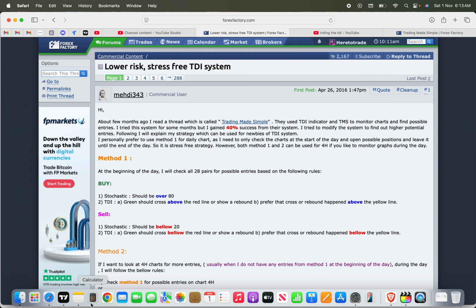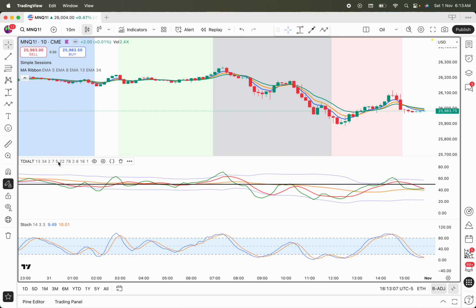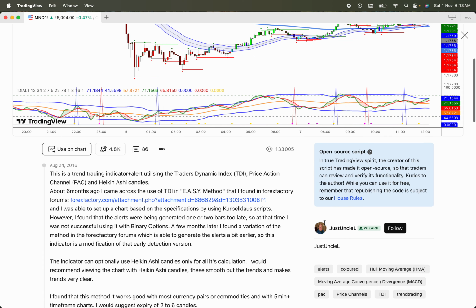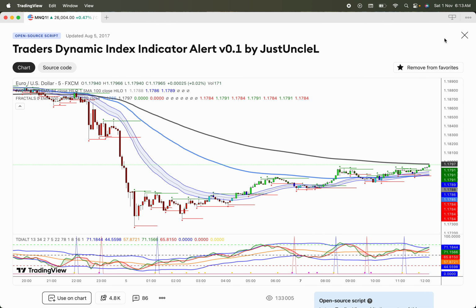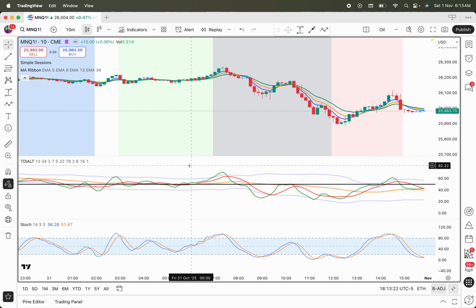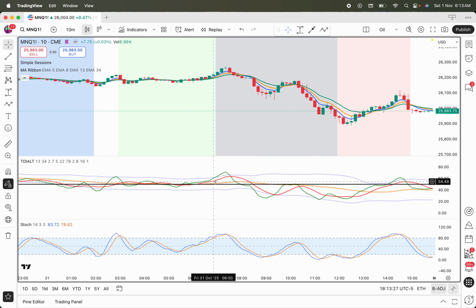And I'm a huge fan of the TDI, Traders Dynamic Index. And if you don't know what the Traders Dynamic Index is, this one here is put together by, I just forget, sorry, is it just Uncle L? Yeah, just Uncle L, okay. I've only slightly modified it. I've just changed the colours a bit, but that's it. If you just get online and learn more about the TDI.